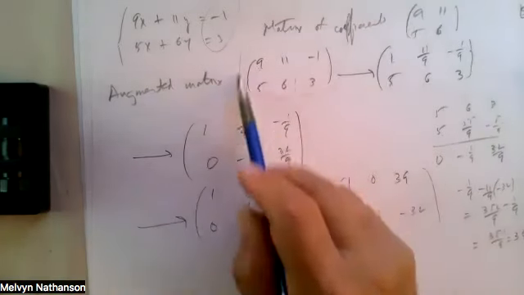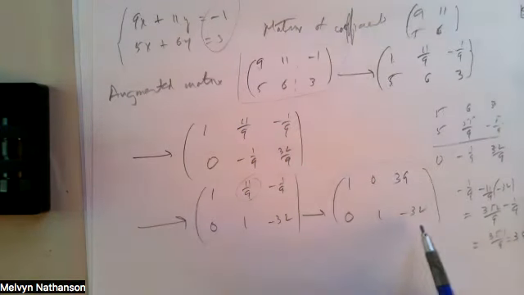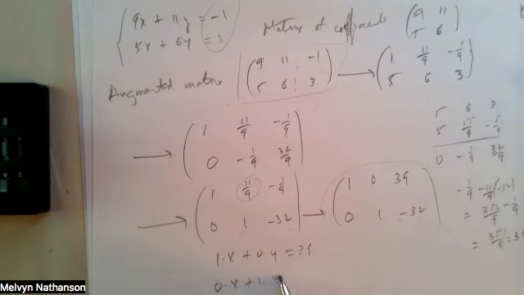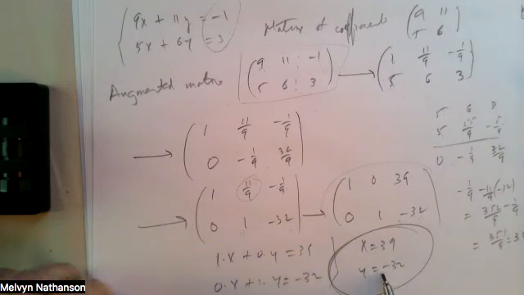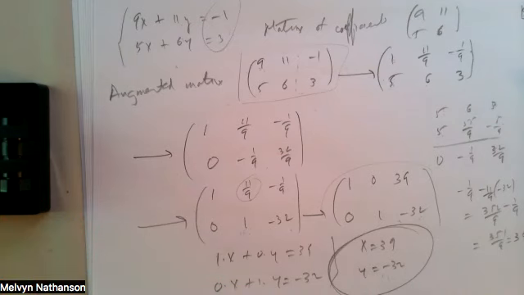So the system of equations associated with this matrix is equivalent to the system associated with this matrix. And what does this matrix say? 1 times x plus 0 times y equals 39. 0 times x plus 1 times y equals minus 32, or x equals 39, y equals minus 32. And if you plug those values into the initial system, you'll see this is the solution of the system of equations.